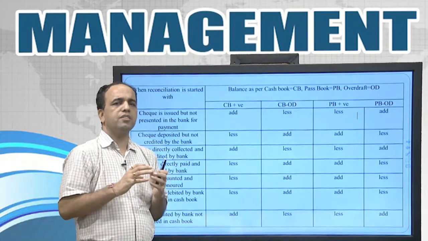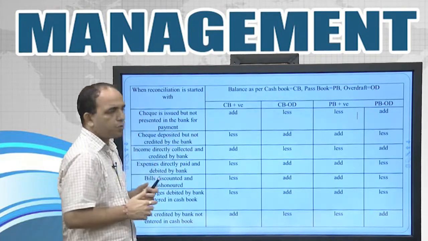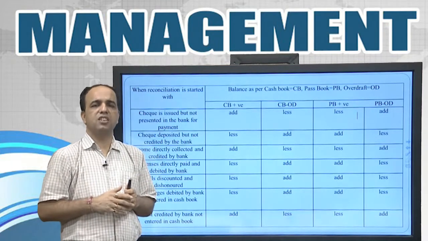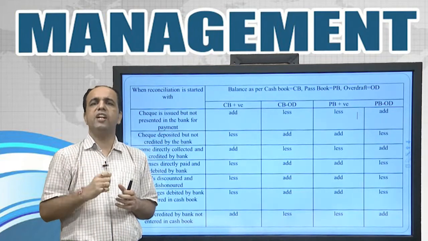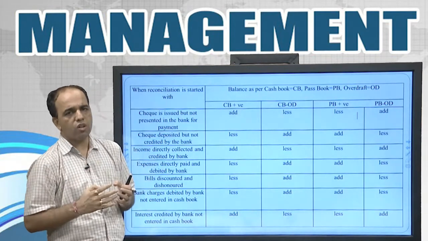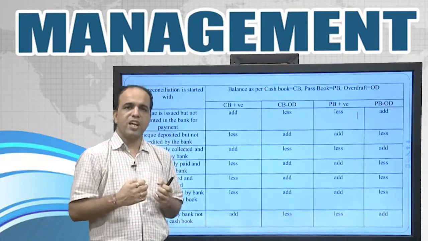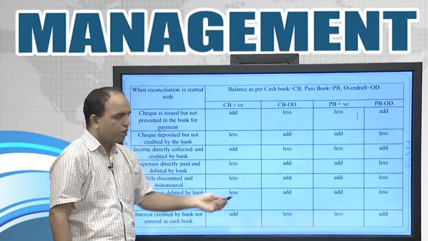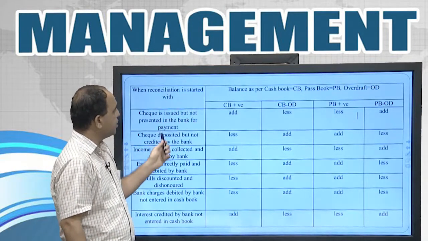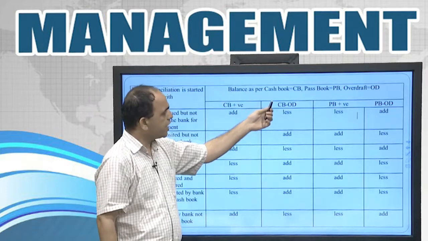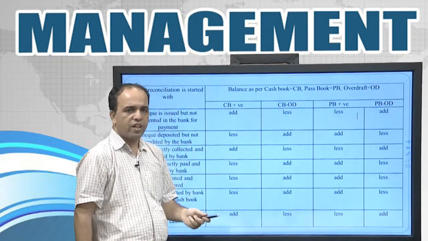Friends, when we start to learn bank reconciliation statement, these are the various possibilities. In a bank reconciliation statement, we have to add certain transactions and deduct certain transactions, but it is always a pain in the neck for a student to remember them. That is why we have prepared a summary of these transactions. Reconciliation starts with the balance as per cash book, called CB, and the balance as per passbook, and if it is an overdraft, OD.